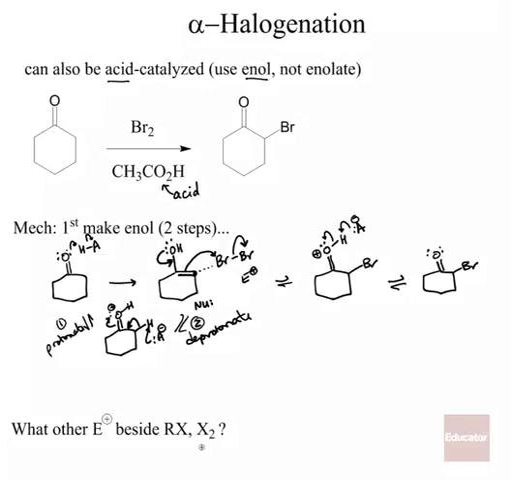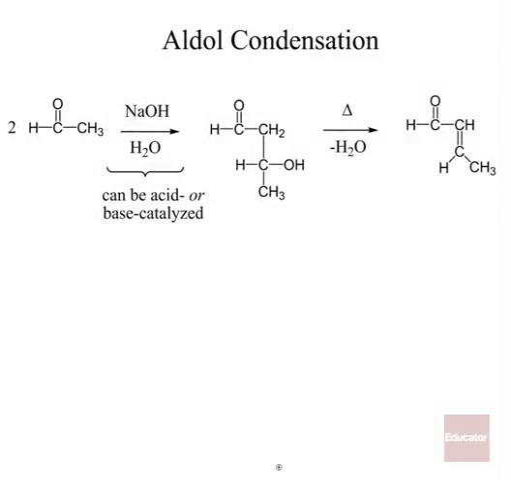So we've seen how to add a halide to the alpha carbon. We've seen how to add an alkyl group to the alpha carbon. What other electrophiles are there? Well, the carbonyl, of course, is a big electrophile, and we'll study that reaction next. We're going to be spending quite a bit of time actually on that reaction. It's known as the aldol condensation, and it's the reaction of two equivalents of a carbonyl-containing compound, an aldehyde or a ketone.